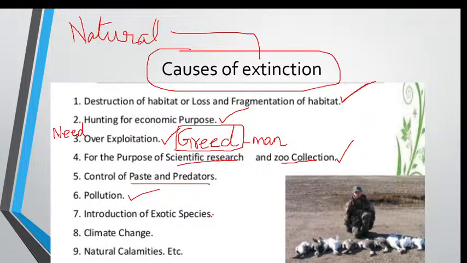Then another one is introduction of exotic species. That is very, very dangerous. For example, in Velayani, you have a group of fishes which are found there. They are the natural inhabitants. We say they are the original ones found in Velayani Lake. There are many groups of fishes which are the natural inhabitants of Velayani Lake. But now, because of the intrusion or intervention of human beings, exotic species of fishes are introduced.